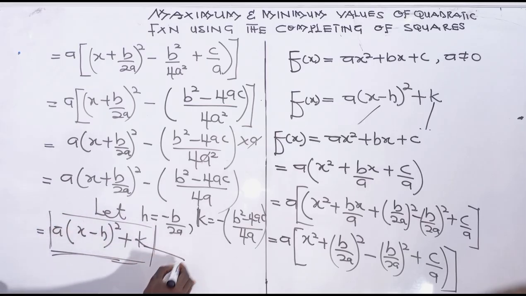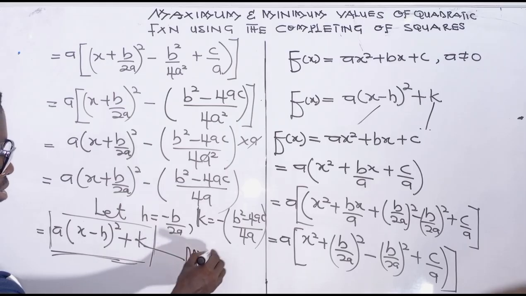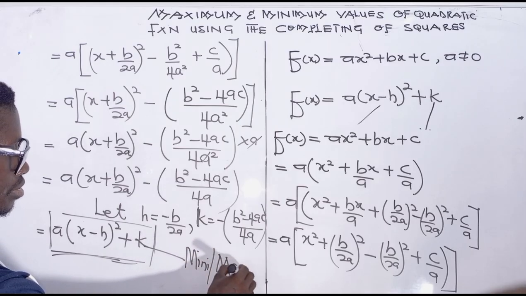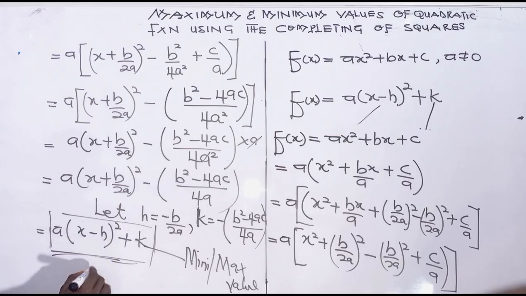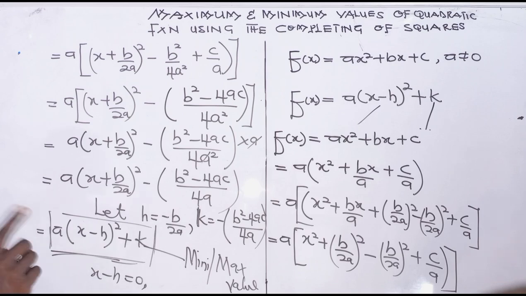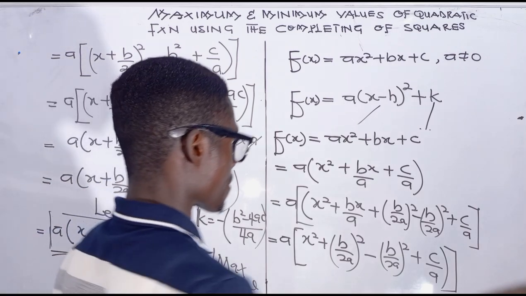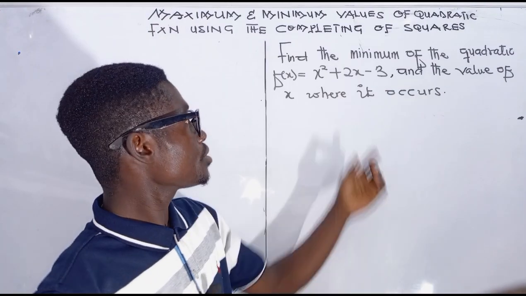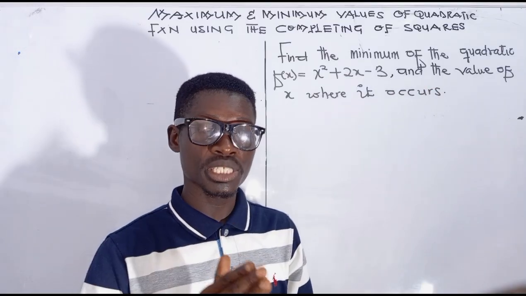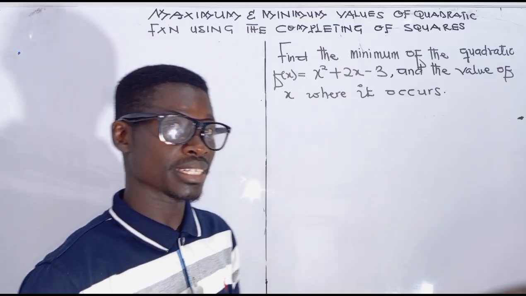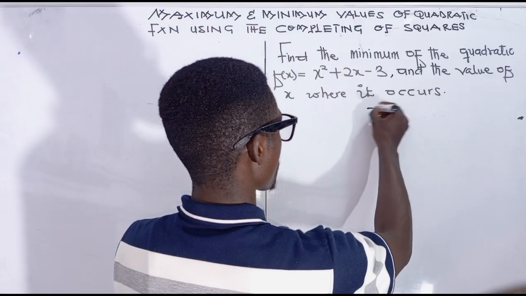So from this, our k is what? Our minimum or maximum value. And this minimum or maximum value occurs at x minus h is equal to 0. So we are going to base on this completing of squares to find the minimum or maximum value of a quadratic function. So let's take our first example. So we want to find the minimum of the quadratic function and the value of x where it occurs using the completing of squares. So it means that at the end, we should get something of this form.